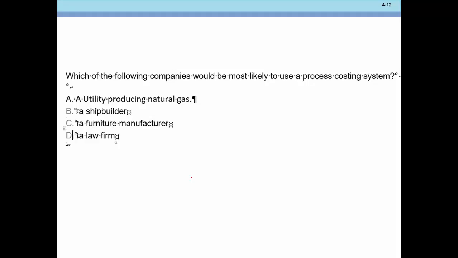Now, the best way to answer these questions, guys, is to eliminate the obvious ones that are job order costing, because sometimes I look at these and I'm not exactly sure I know much about natural gas production, so how do I know what item is going to be homogeneous or not? But you can clearly rule it out by the job order costing ones, right?